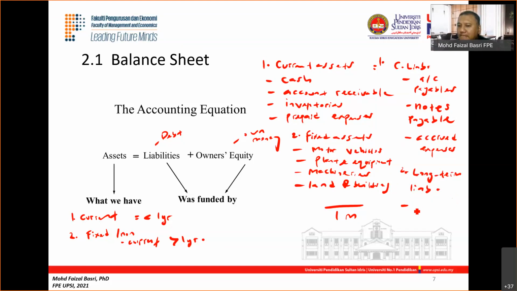We have bank loans, for example. What else? Bond. Mortgages. Mortgage. So these are some example lah. Hire purchase. So all these are considered as long-term liability.